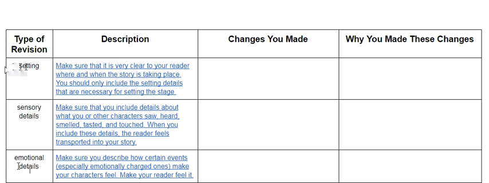The first type of revision has to do with setting. Here's the description. Make sure that it's very clear to your reader where and when the story is taking place. It's very hard to get into a story if you don't know where it is and when it is. Okay, that's the first step. You got to dip your toe in the water first before you jump in, right?